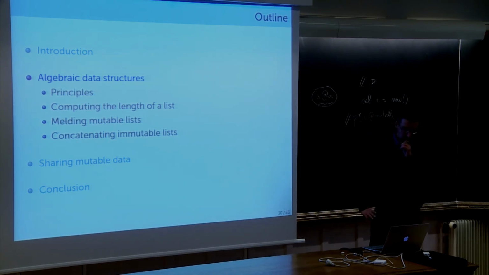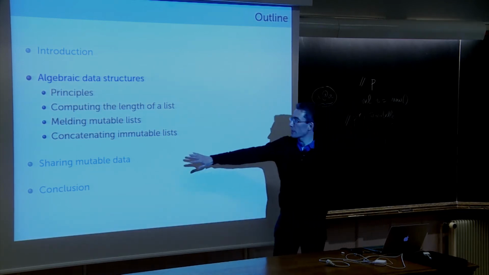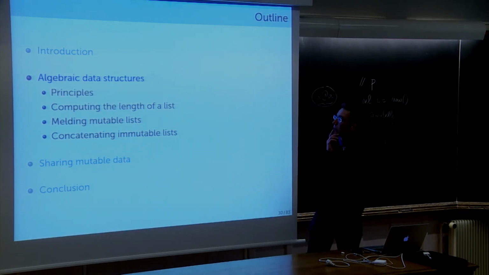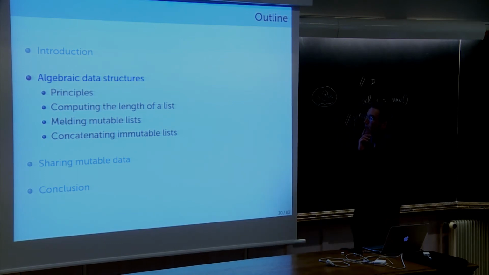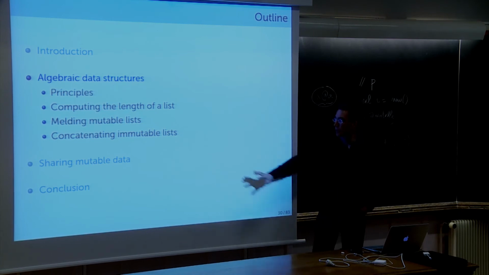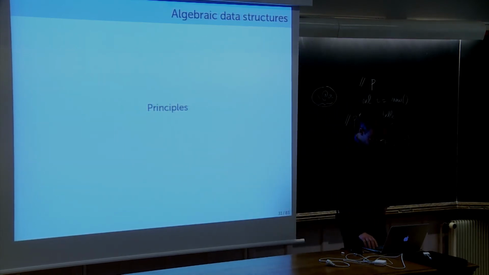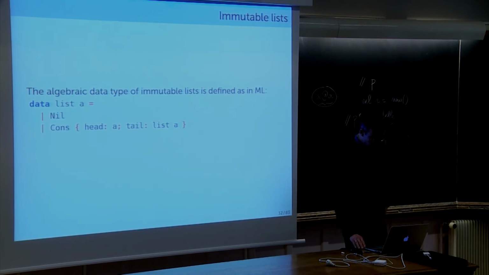Okay, so I could say a bit more about algebraic data structures, maybe, but we have seen much of it already. Or I could perhaps go directly to sharing mutable data. I think I will try to say just a few things about algebraic data types, and then go down there. So we have seen many of the principles.